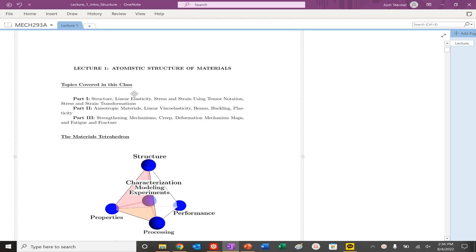So I'm very excited to have you in this class. You could think of this as advanced solid mechanics, advanced materials science and engineering, but I'm hopeful that it's going to be a very, very fun class, a class that's really, really focused on the mechanical response of materials.